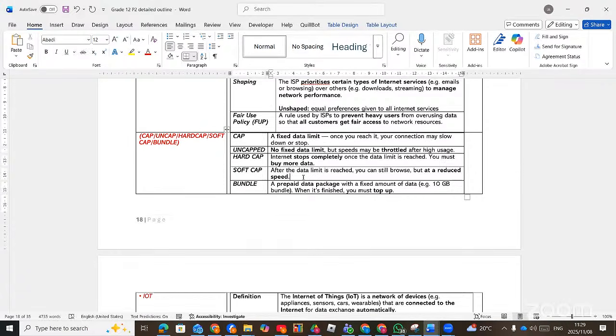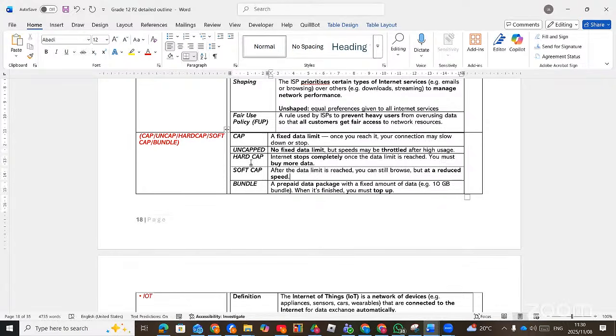Then the bundle is a prepaid data package with a fixed amount of data. When it is finished, you must top up. So there's a difference between bundle and capped. Capped, normally, you sign a contract with them. Let's say they give you 10 gig for 1 month or 20 gig for 2 months. They don't add the bundle. It comes with also maybe calling and others.